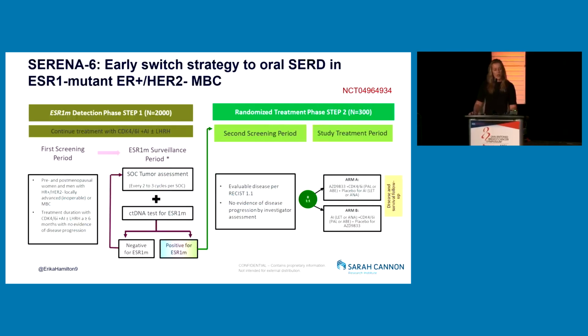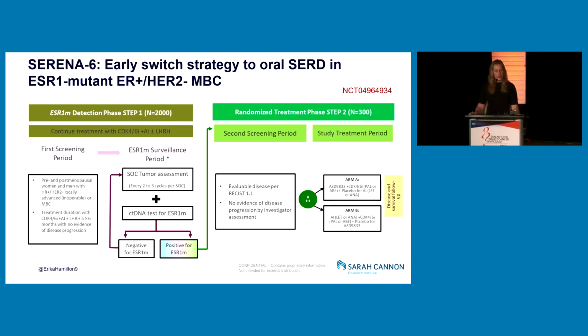So this is going to help us hopefully answer this. This is SERENA-6. It is with camizestrant. It is similarly designed for patients that are on CDK4/6 with aromatase inhibitor with or without LHRH agonist. It is going to be a large clinical trial, 2,000 patients coming into the detection phase.